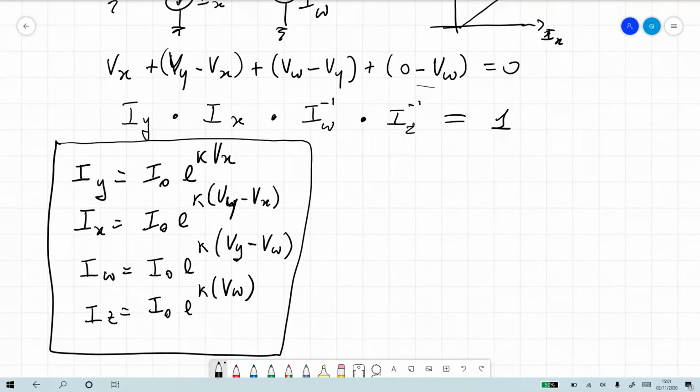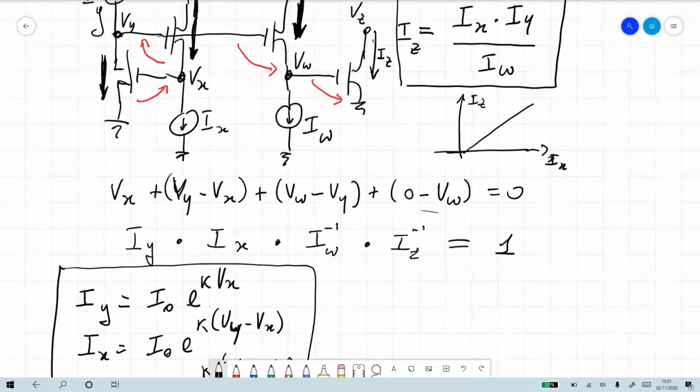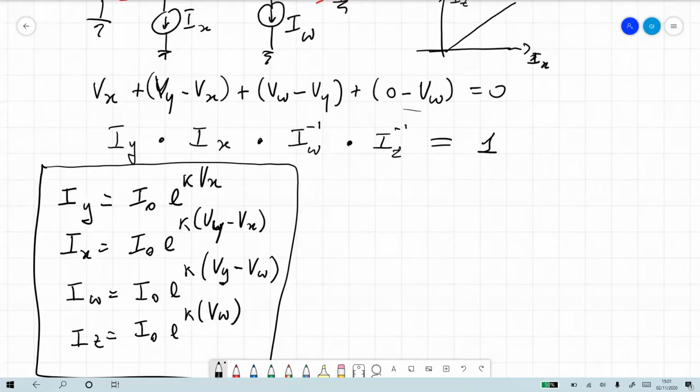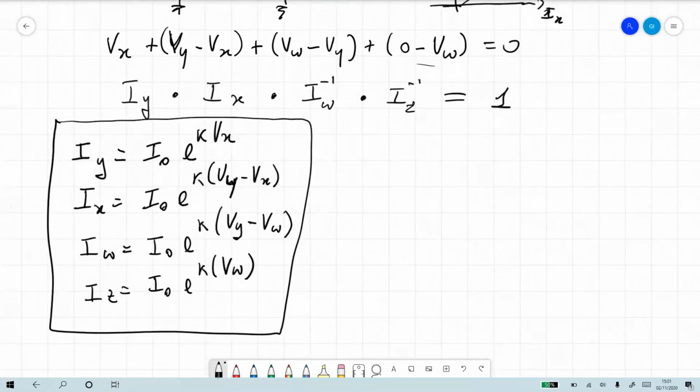Professor? Yes. In these equations, when we're looking at Ix and Iy, are we multiplying both Vy and Vw by kappa? Great point. I was cheating and I was going to ask the question, but you anticipated me. First of all, I always normalize by UT. Remember, all of these equations are wrong. They should always be divided by UT. Out of laziness, I'm assuming that all voltages are normalized to UT.